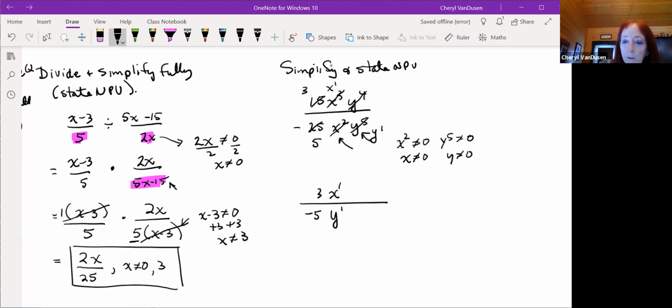So the way we would write this final answer, usually those negatives kind of just tuck out front. So our answer would be negative and then 3x over 5y. x cannot equal 0, y cannot equal 0. So that would be our full answer.